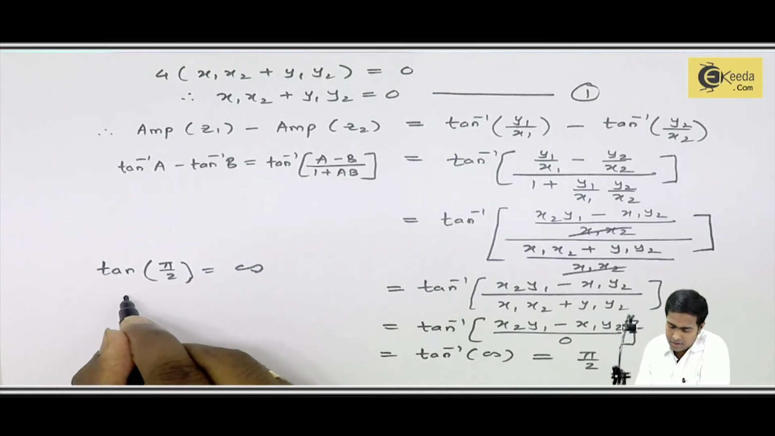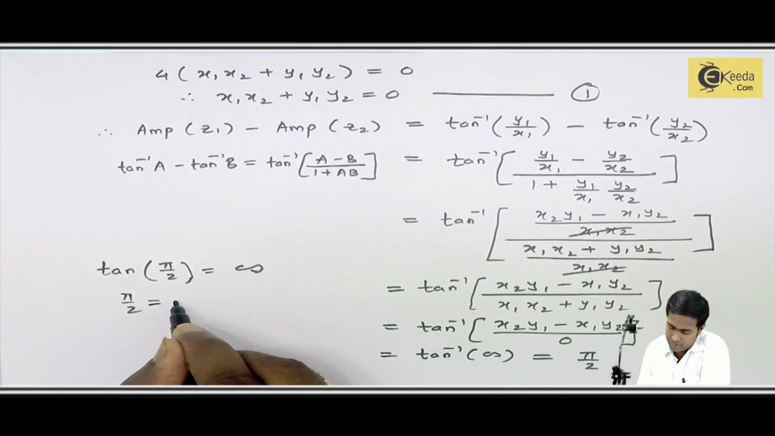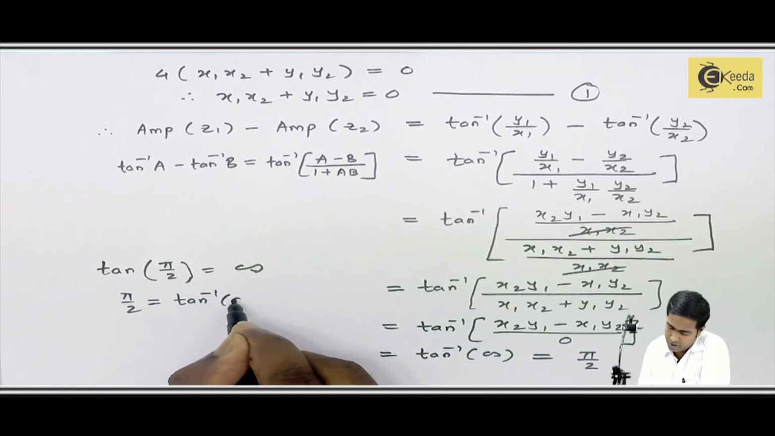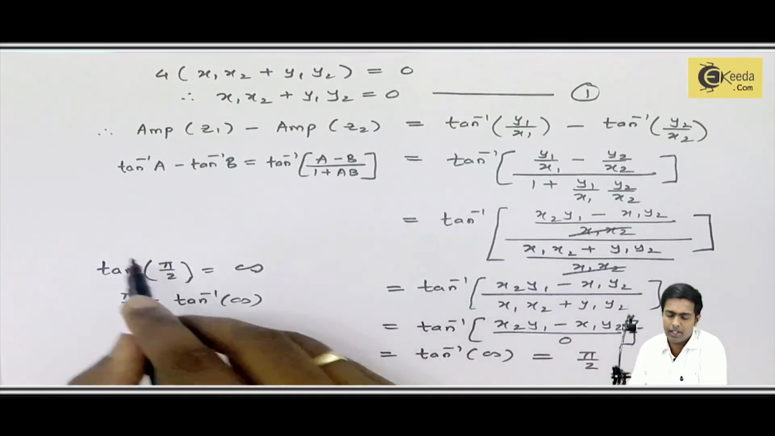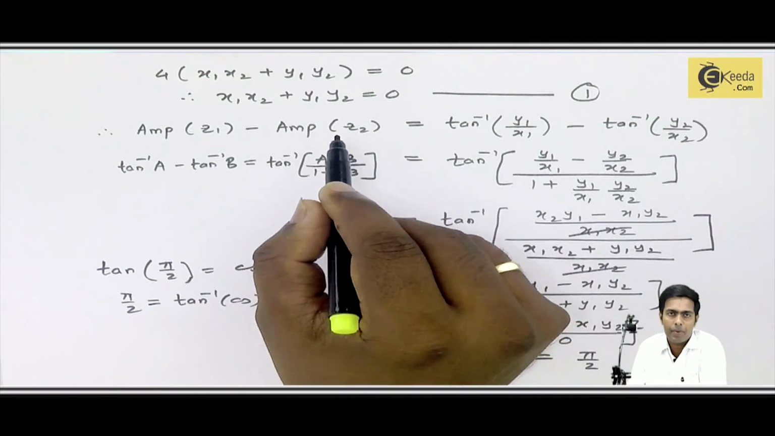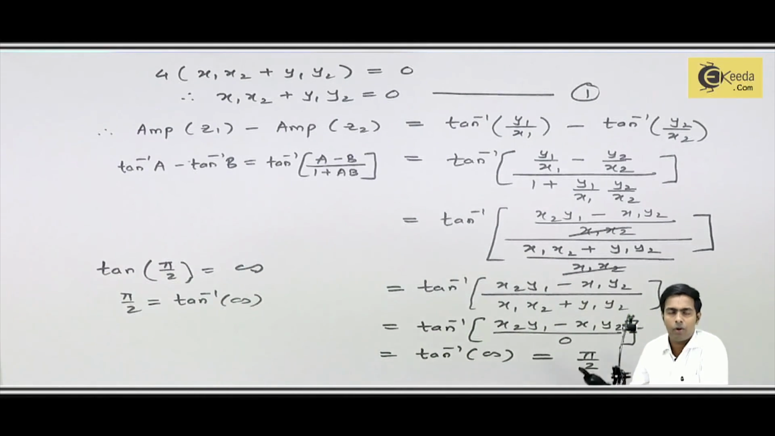Hence, when tan goes on RHS, it becomes tan inverse of infinity. So, it means tan inverse of infinity is pi by 2. Hence, our answer is pi by 2. So, ultimately, difference between amplitude of two complex numbers is equal to pi by 2. We have proved the result.